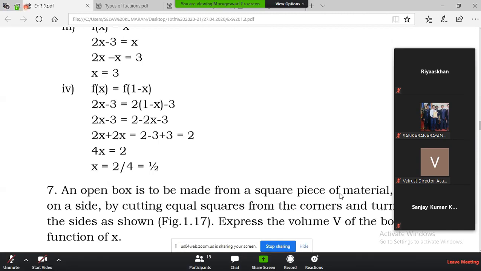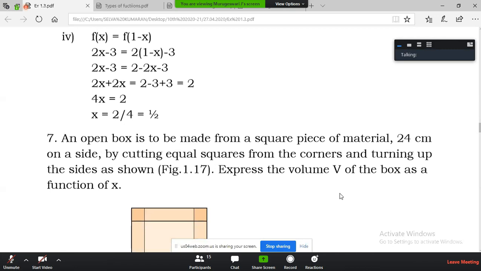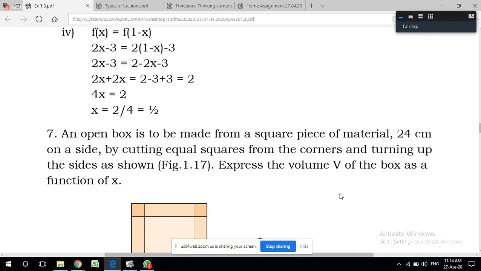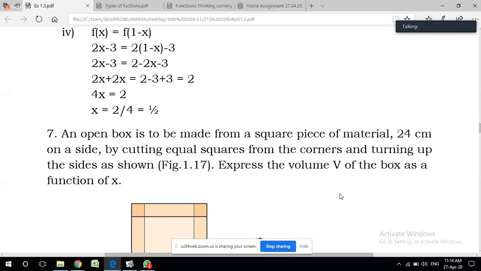Now fourth subdivision, that is find the value of x alone, but f of x equal to f of 1 minus x is given. You know f of x equal to 2x minus 3. F of 1 minus x means instead of x you can put 1 minus x. Therefore 2 into 1, 2, minus 2 into x, 2x. So you can solve, we get 1 by 2. What is the value for x? 1 by 2. Okay.